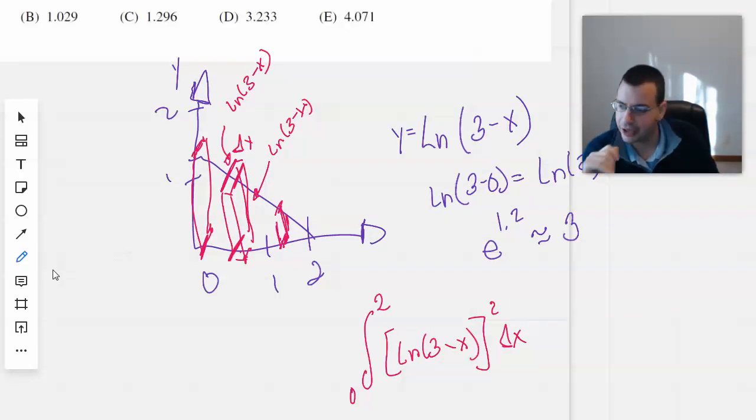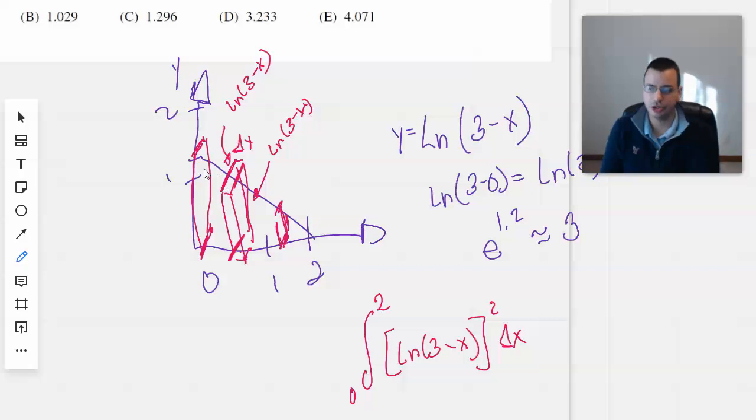See what I did there? So the idea here is we're going to take a whole bunch of cross sections. We know the height of the cross section because it's just the graph natural log of 3 minus x. We know it's a square, so the width is going to be the same as the height. So both are going to be natural log of 3 minus x. And then we know the width of each square is going to be delta x, because we're going along the delta x direction.